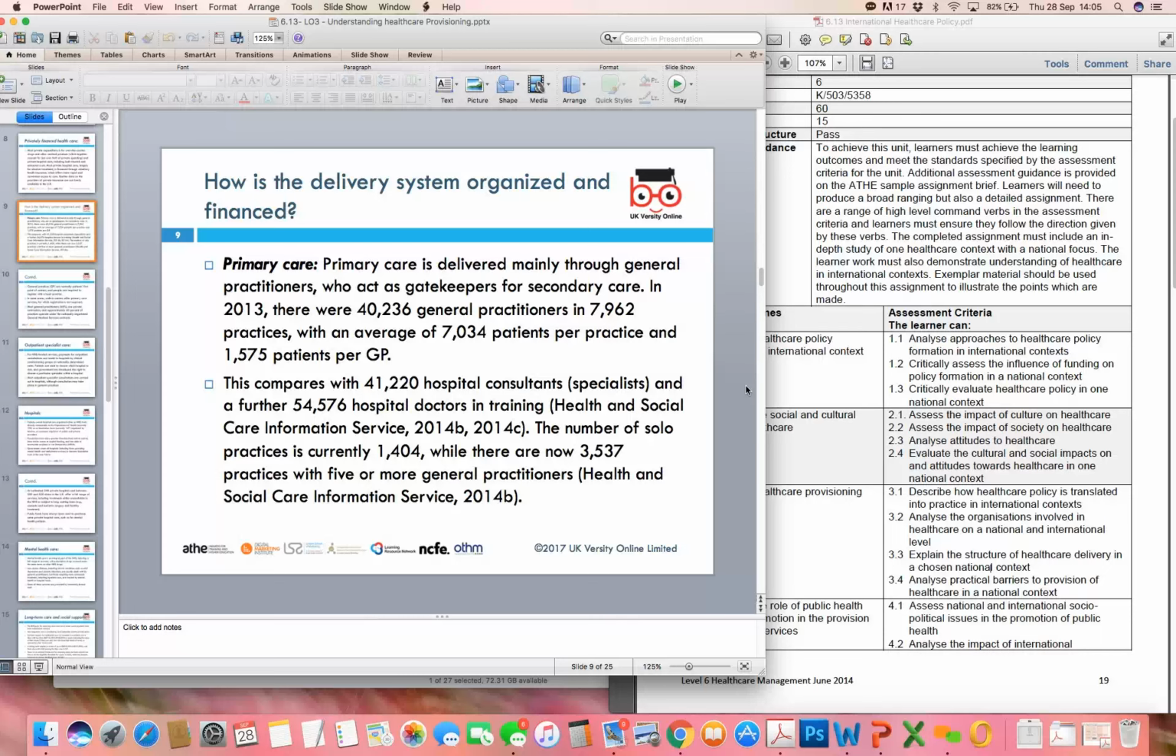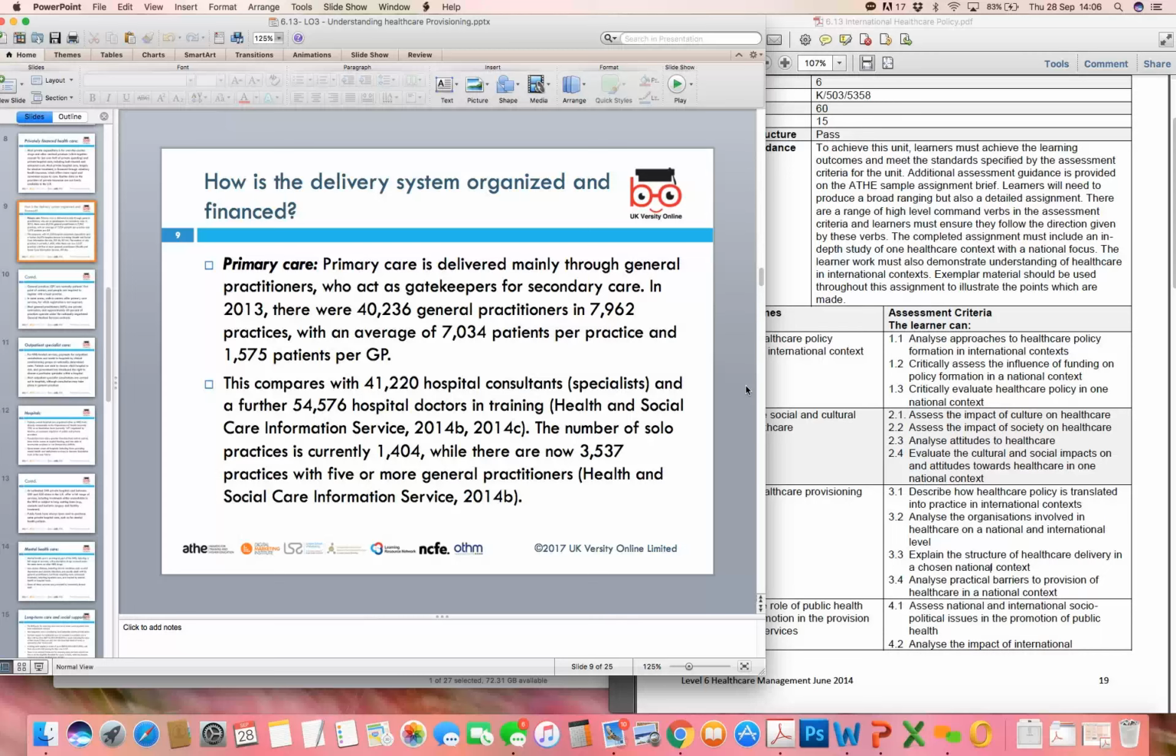And here, what we get a sense of in this particular slide is that primary care is provided through GPs or GP surgeries. And there are some 40,000 GP surgeries in the UK or in Great Britain in general. And some surgeries, on average, have about 7 to 8,000 patients, across the 8,000 surgeries. And within those surgeries, you have about 40,000 odd doctors who work as GPs.